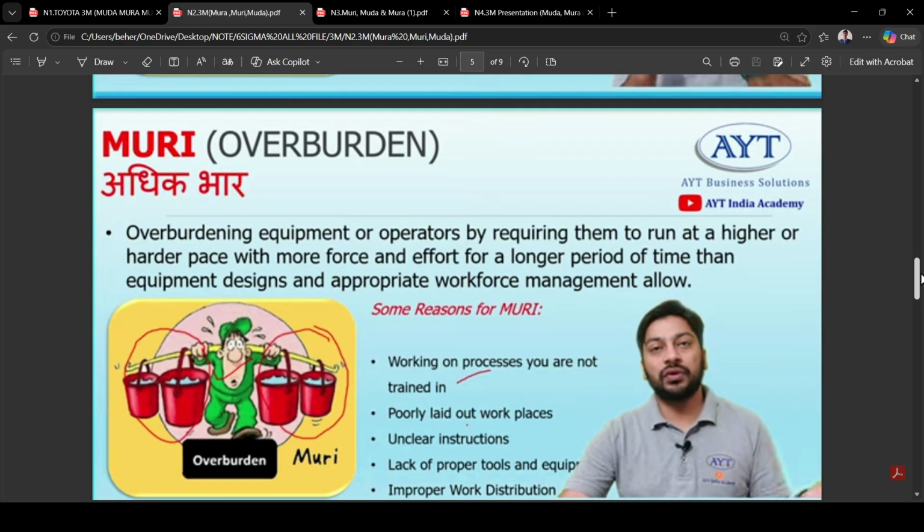Working on processes you are not trained in, this operator. Second one is poorly laid out workplaces. Third one is unclear instruction. Fourth one is lack of proper tools and equipment. And fifth one is improper work distribution.